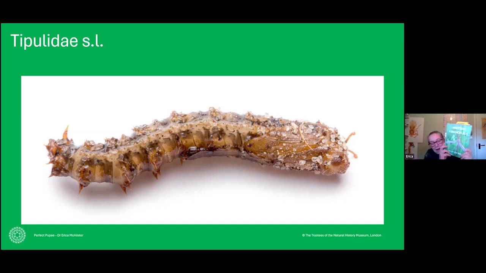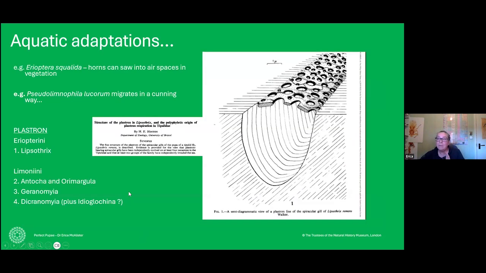I recommend Alan's book, written with a lot of help from other people. Here's a book on crane flies that talks about this. Within crane flies, you've got some variety as well. You've got some aquatic adaptations. Aquatic larvae and pupae have had to go on to do different things. Many of the aquatic larvae will pupate in the sand or soil, but others stick around.